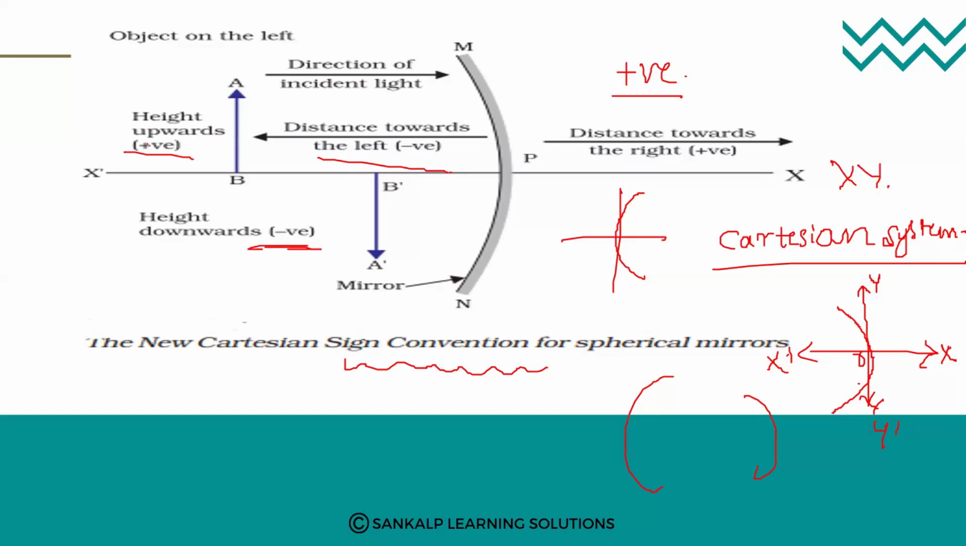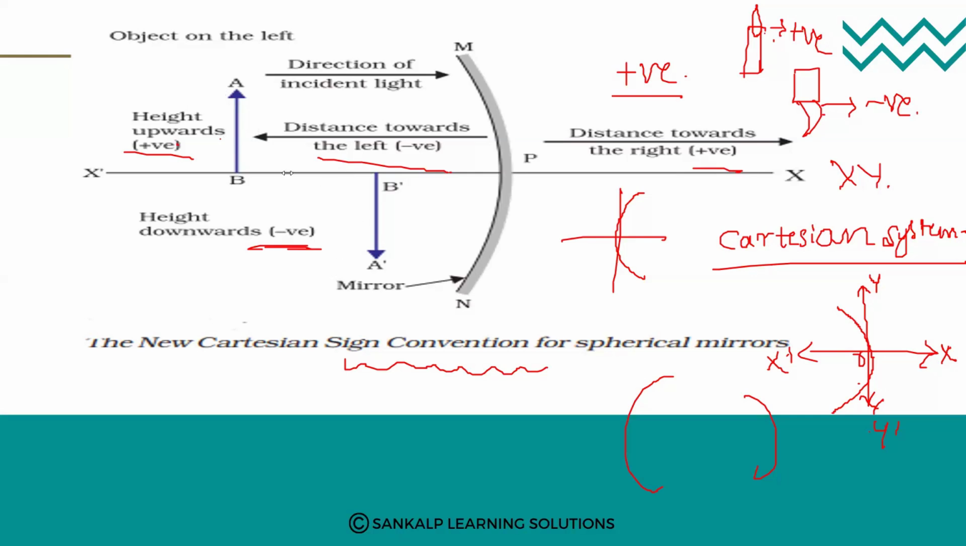Height upward is considered as positive and height downward, if the image is upside down, downward, that we consider as negative. Okay, next, height, now if our image comes erect, okay, I am talking about the image, then we are considering it as positive. If the image is inverted, okay, then this is negative. Remember. So distance towards the right, that is positive. Distance towards the left, that is negative. And height upwards is positive and height downwards is negative.